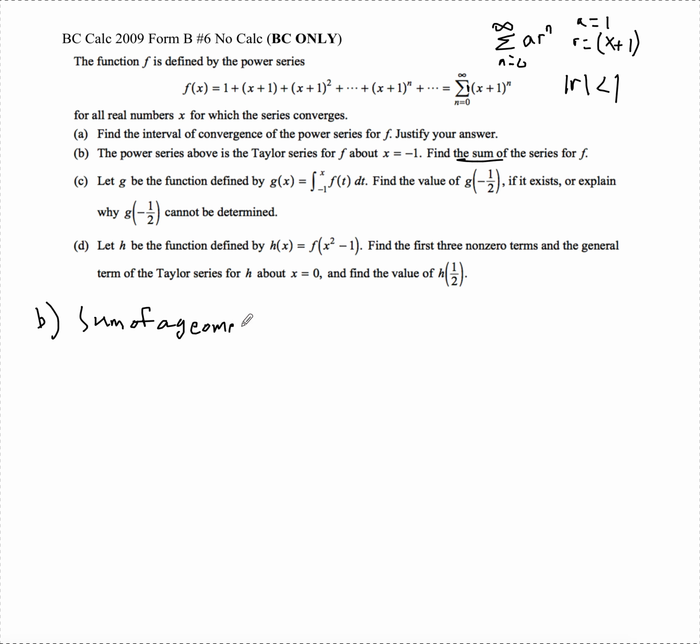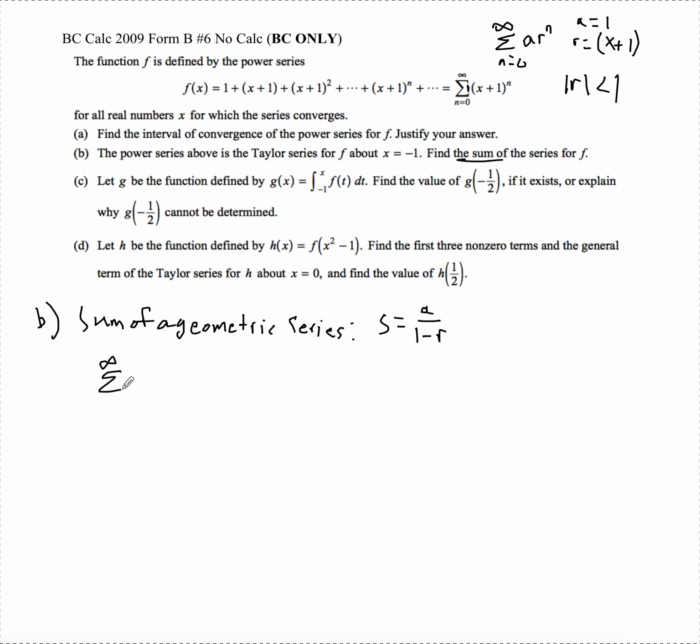Because I know f is this power series, which is the sum, and I know how to find the sum of a geometric series. So the sum of a geometric series is the initial term over 1 minus r. All right, what's my initial term though? It's 1. A is 1 because I don't see it there. I kind of wrote it in. So what is my sum?